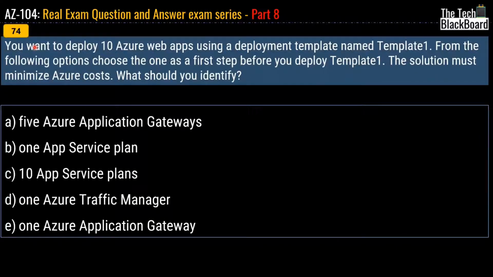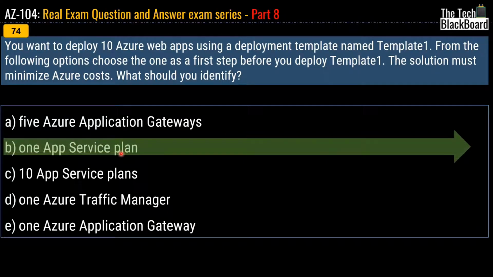Our question number 74 says that you want to deploy 10 Azure web apps using a deployment template named template 1. From the following options, choose the one as the first step before you deploy template 1. The solution must minimize Azure cost. What should you identify as the solution? Your options are 5 Azure application gateways, 1 app service plan, 10 app service plans, 1 Azure traffic manager, or 1 Azure application gateway.